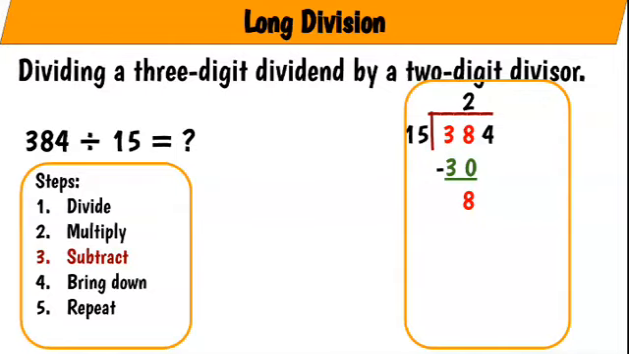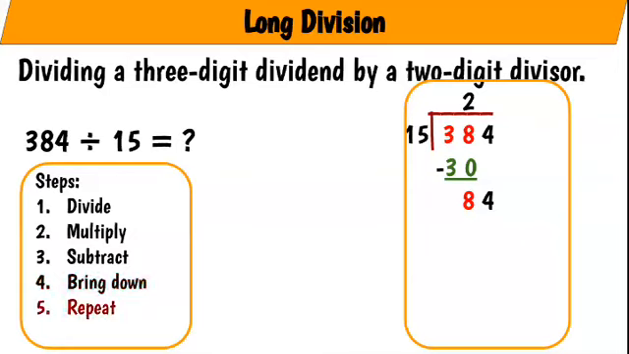Now we're going to move on to our next step, but let's do a comparison before we go to that next step. How many groups of 15 can we get from 8? Notice 8 is smaller than 15. We cannot. So that's why we have to move on to our next step, which tells us that we have to bring down. So we have that digit 4 that we are going to bring down with that 8. And now we have 84, a number that is larger than 15. Now since we've done that, our next step would be to repeat.